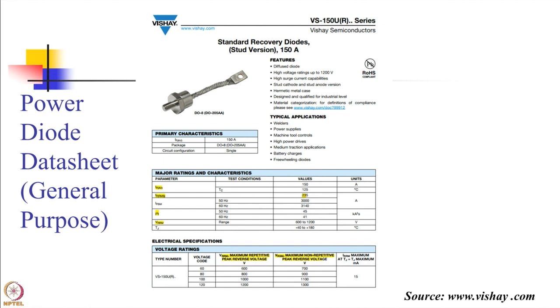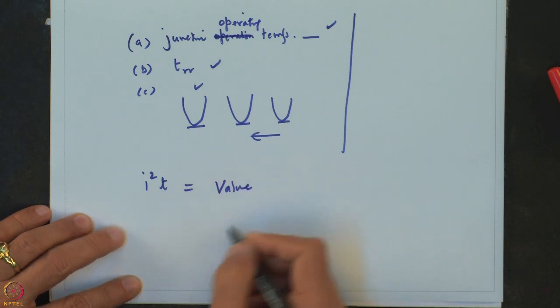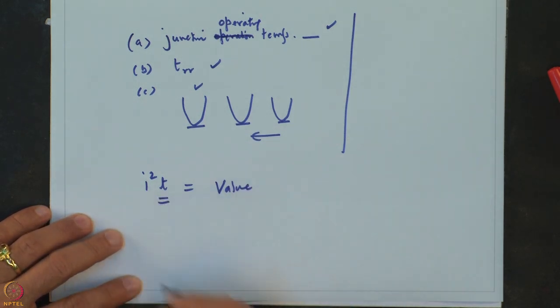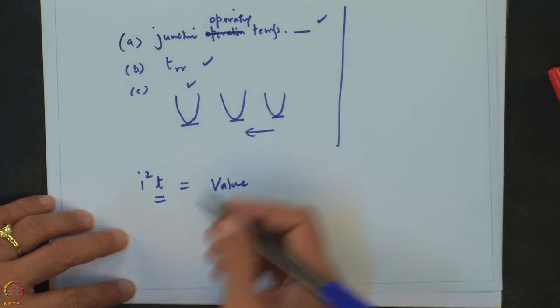You can also see a very interesting thing here, which is I squared t at 50 or 60 hertz. What is that unit? It is basically kiloampere squared seconds. What does it show? It means that we are trying to put some protection for the diode. Now, I squared t is given to you, so some value is given, let us just call it value, and it is also given how much time a certain current is allowed.